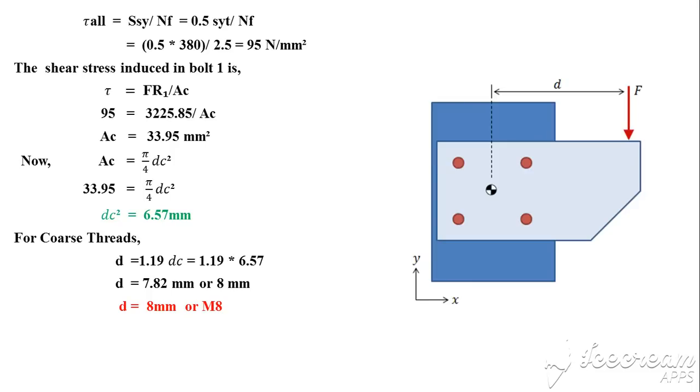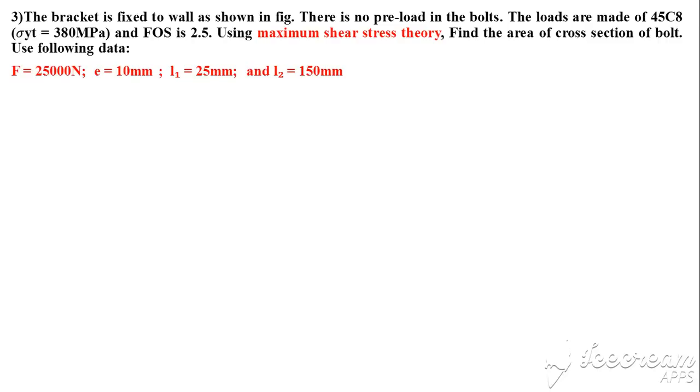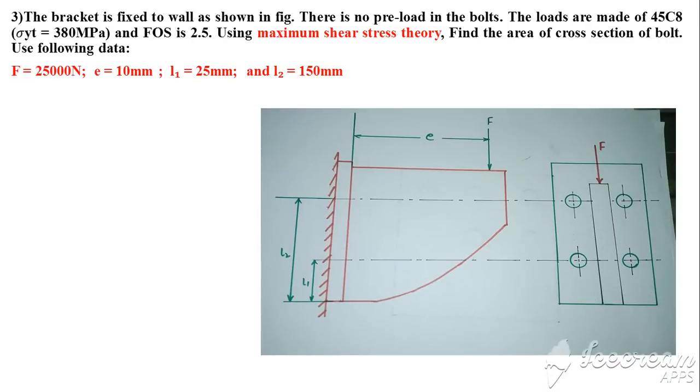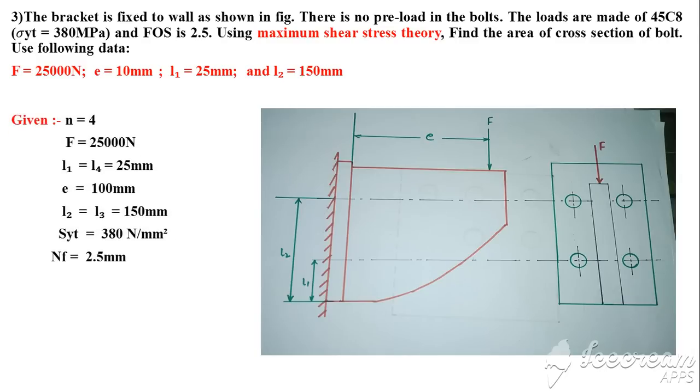So that was the problem, a 4 bolt system with eccentric loading, with symmetric values and distances from the CG, and we can easily find out all the L1, L2. Next problem: the bracket is fixed to the wall as shown in the figure and there is no preload in the bolts. That's a different problem. Again, it is referred with a few diagrams. You can relate both the views.